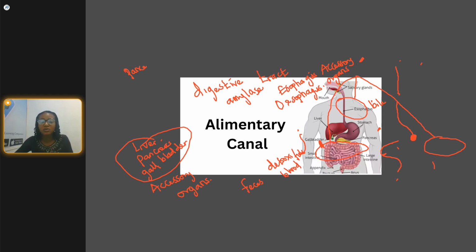Then you have the pancreas. Don't forget that we are still talking about the accessory organs, which are these three organs. We have talked about the liver, and sorry, we have talked about the gallbladder. So we want to talk about the pancreas. What is the function of the pancreas?